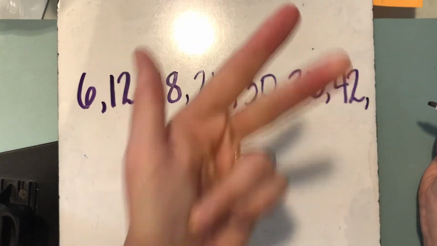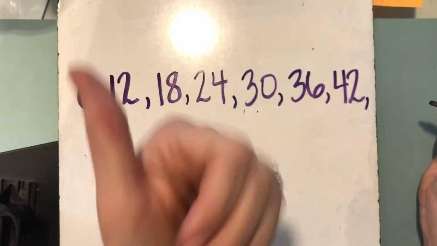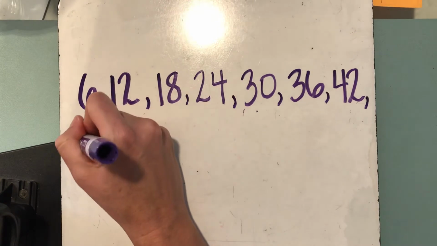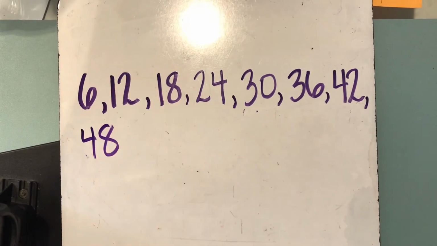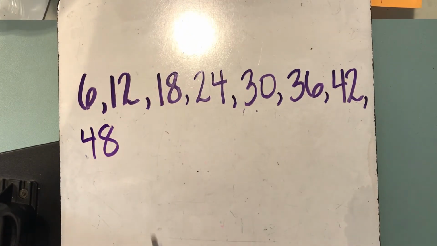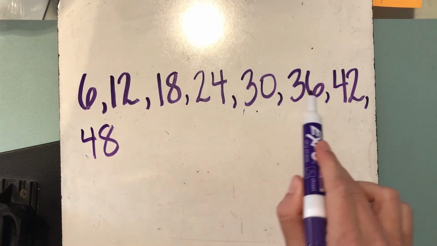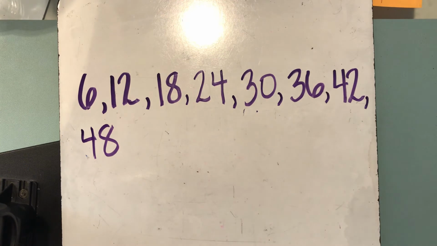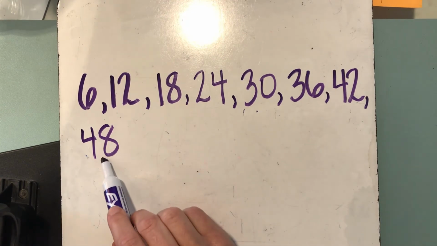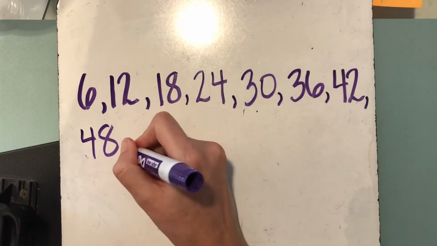43, 44, 45, 46, 47, 48. I'm going to put it down here. Hopefully you're writing this on your whiteboard. So how many times have I skip counted now? 1, 2, 3, 4, 5, 6, 7, 8 times. So 8 times 6 equals 48. Are we at 10 yet?